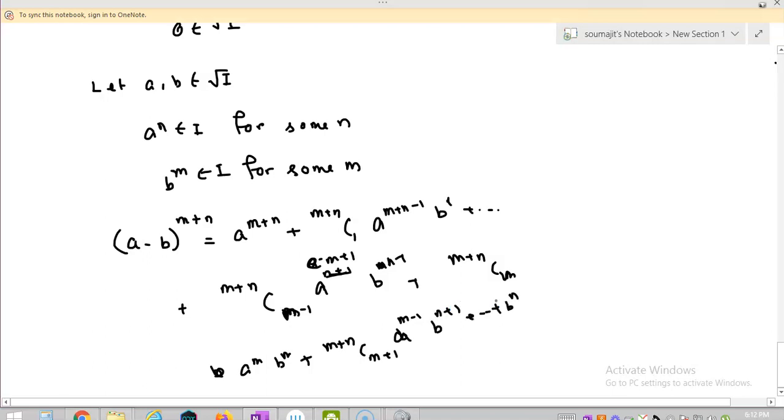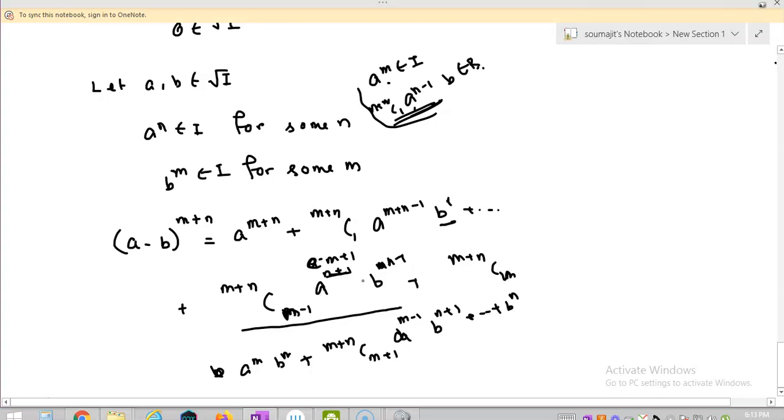Now you can see that a to the power m plus 1 belongs to I. Why? As a to the power m belongs to I and I is an ideal, any multiple of a to the power m belongs to I. Here a to the power m again belongs to I, so any multiple of a to the power m belongs to I. The other factors such as a to the power n minus 1, b to the power n plus 1 and n plus m c 1 are all elements of R. As I is an ideal, R times an element of I belongs to I, so this term belongs to I.